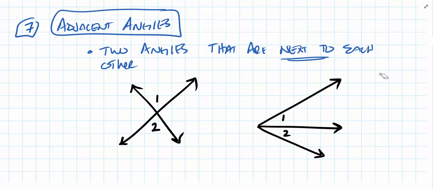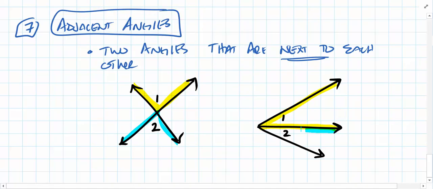So let's talk about angle 1. This is angle 1, you agree with that one? And then I'll call this angle 1 over here. And then how about blue? There's angle 2 right there, and here's angle 2 over here. So what do you notice then? What do they share? They share a side. What do they not share over there? But they would share the same vertex though. So adjacent means next to.